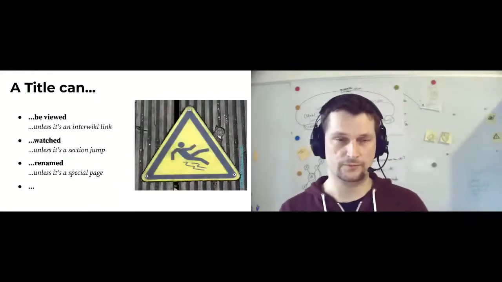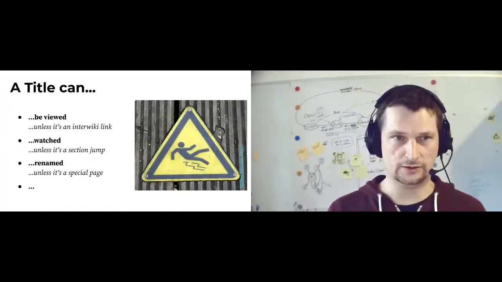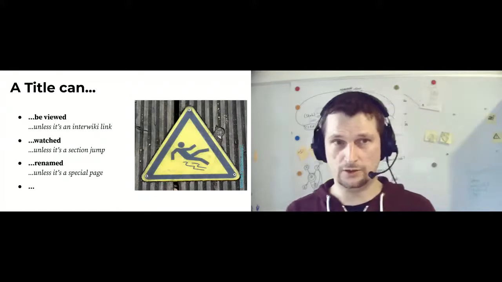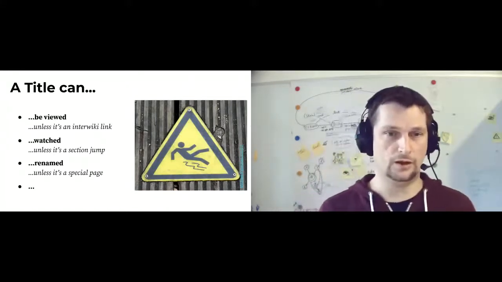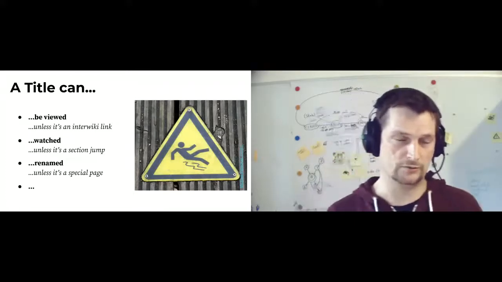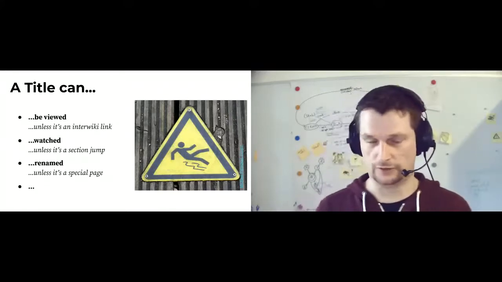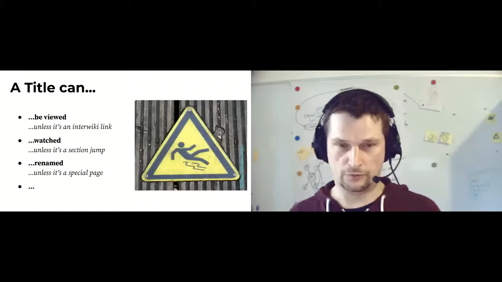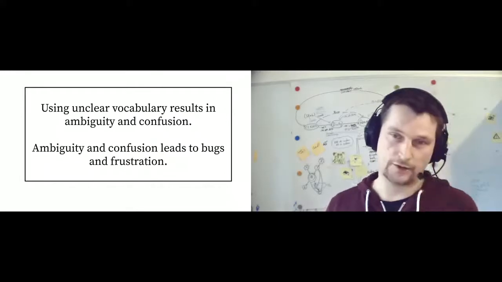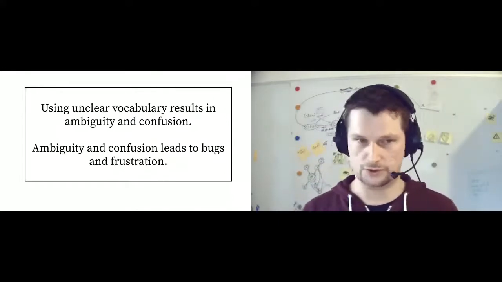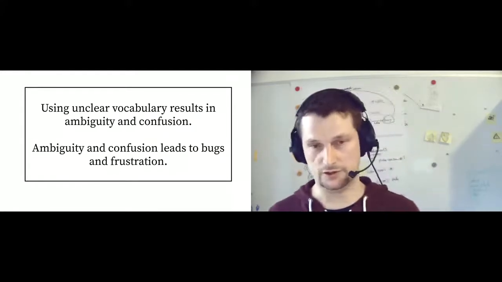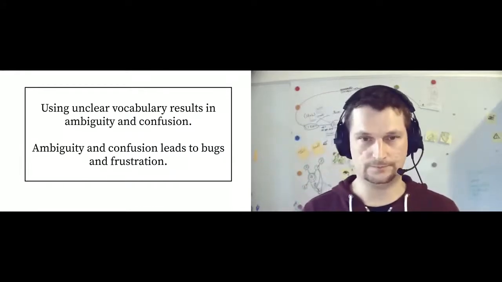And similarly, if you think about what you can do with the title, well, you can view the page that the title refers to, unless it's an interwiki link. You can watch a title, unless it's a relative section jump, because then there's nothing to watch. You can rename a page, rename a title, unless it's a special page, and so on. So you can't be sure what operations you can actually perform on a given title object. And this kind of unclear vocabulary results in a lot of ambiguity and a lot of confusion. And ambiguity and confusion lead to bugs and frustration. And that is what we want to fix.